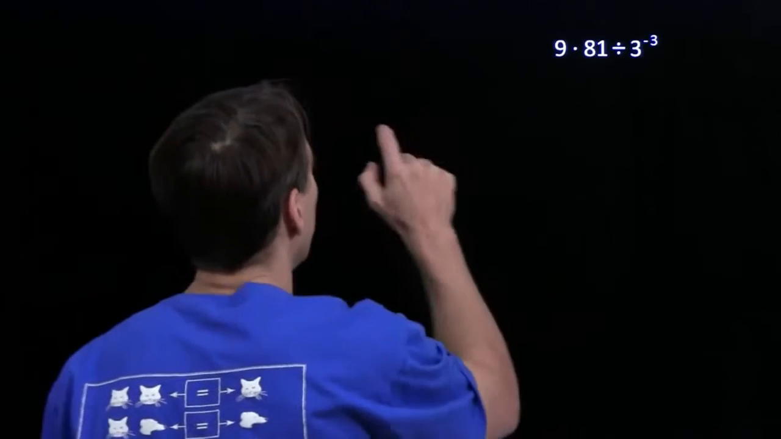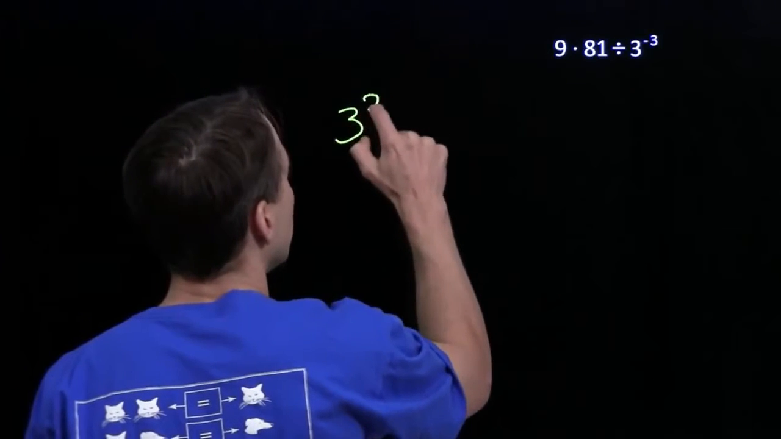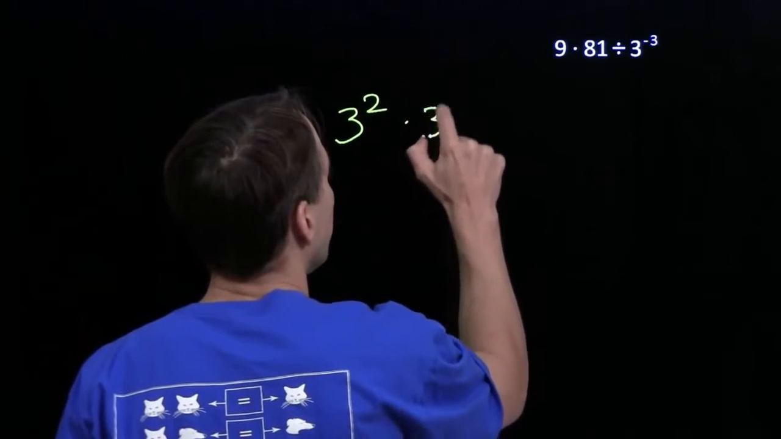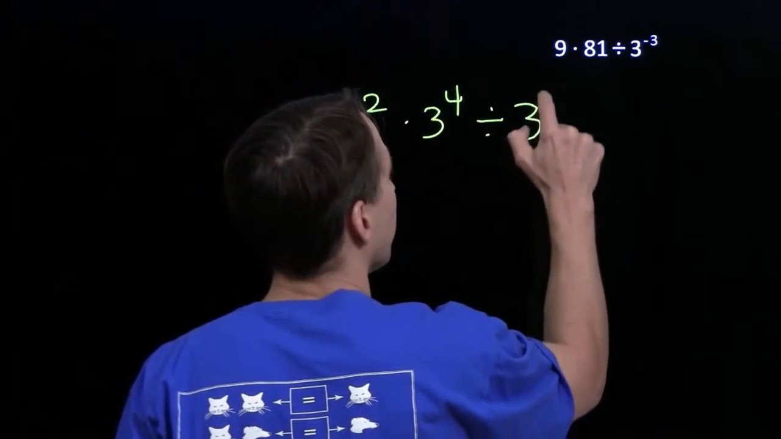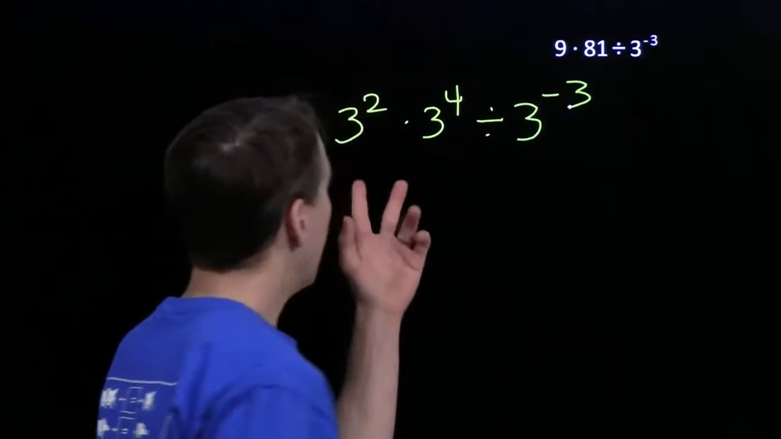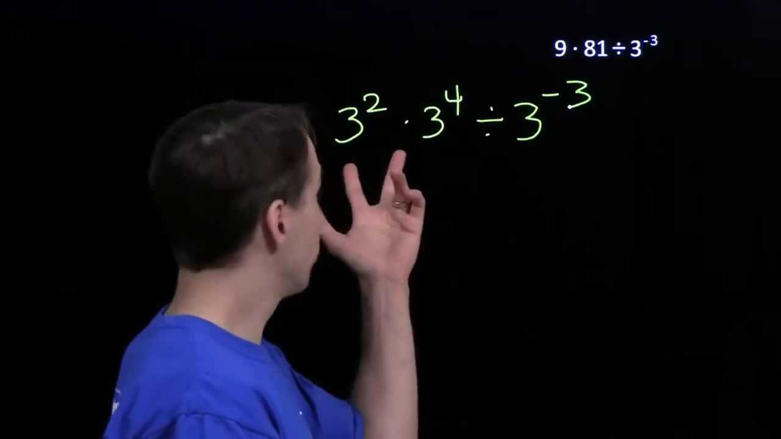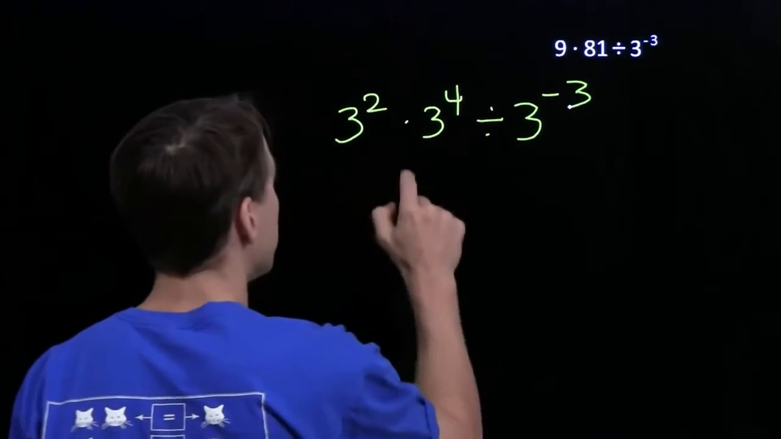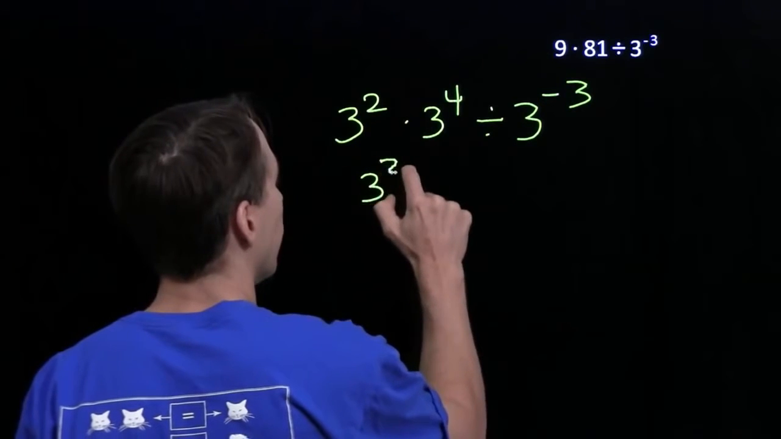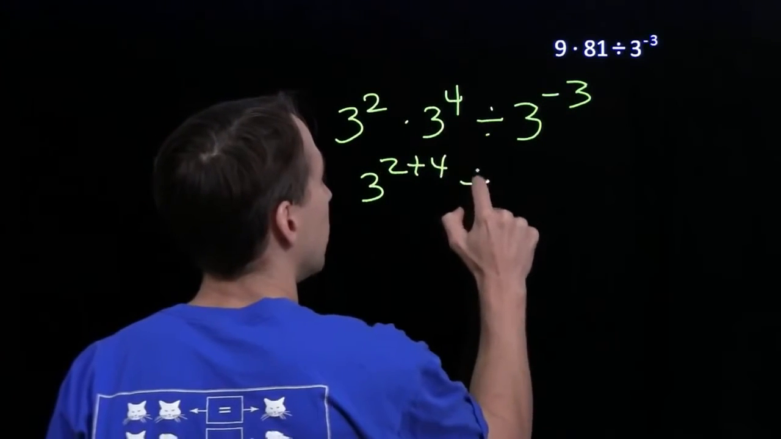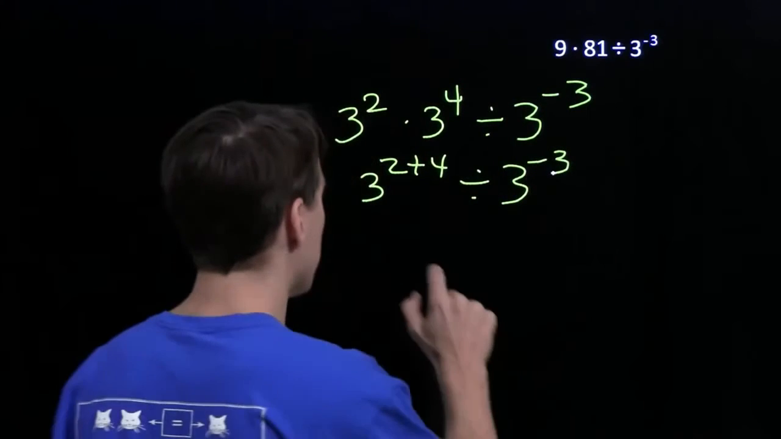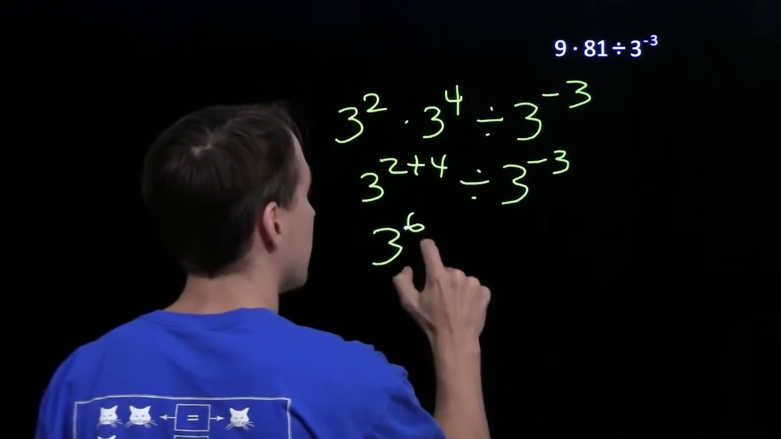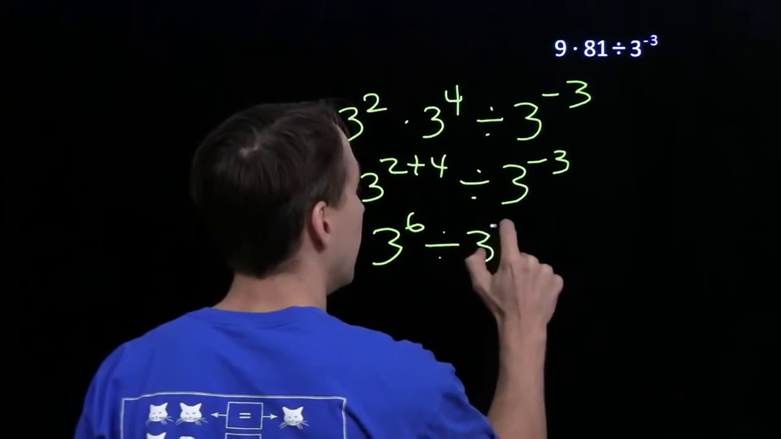So we can write everything over here as a power of 3. The 9 is 3 squared. The 81 is 3 to the 4th. And the last number is already a power of 3. And now we just use our product of powers with the same base. We multiply these two. We get 3 to the 2 plus 4 divided by 3 to the negative 3. 2 plus 4 is 6. We have 3 to the 6th divided by 3 to the negative 3.